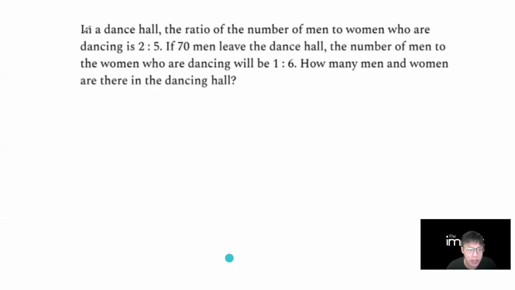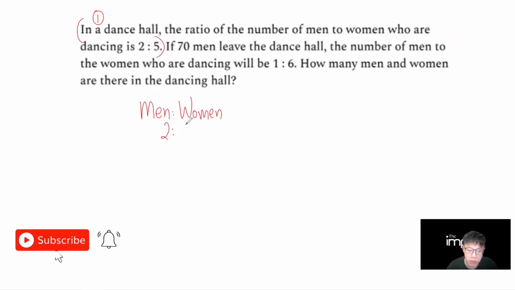Okay, so as you can see over here, we call this sentence number one. In a dance hall, the ratio of the number of men to women who are dancing is 2:5, okay? So what I want to do is write down men is to women. I guess this is pretty simple for you, which is 2:5, okay?